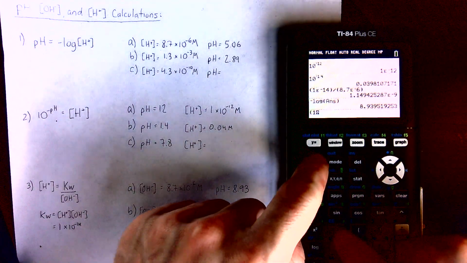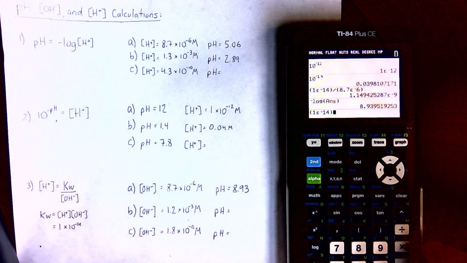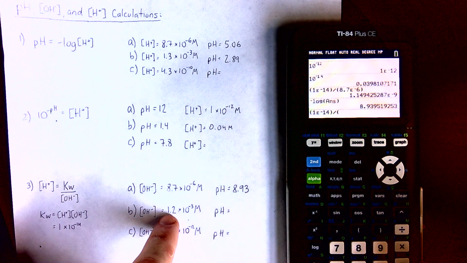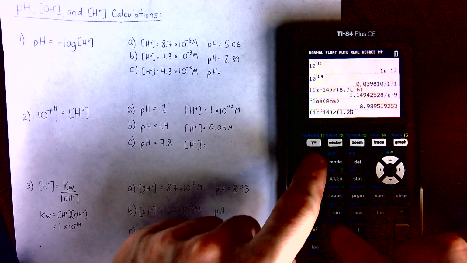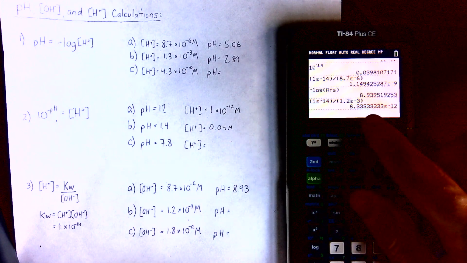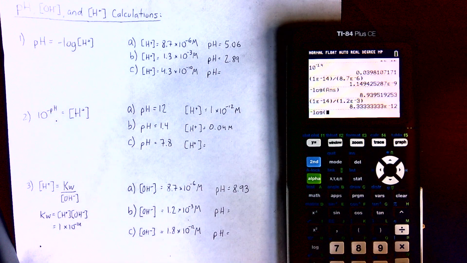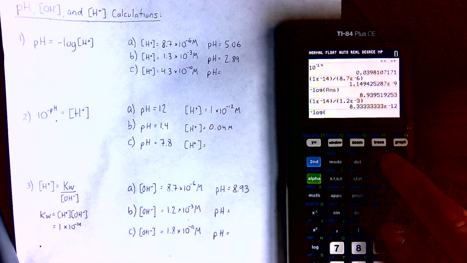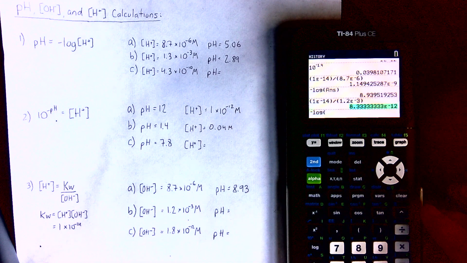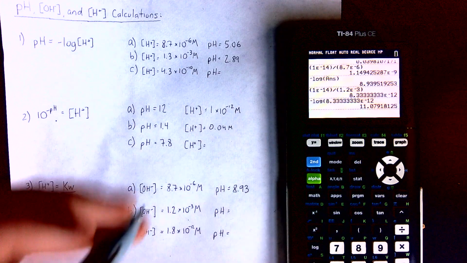Let's try another one. Again, we always start with Kw, which is known, 1 times 10 to the negative 14, divided by whatever concentration they gave you. In this case, 1.2 times 10 to the negative 3. We get an H plus concentration, and we need to negative log that. Another way to copy this answer is to scroll up, highlight the answer, and press enter. And it will copy that answer where your cursor previously was. Now we get a pH of 11.08.